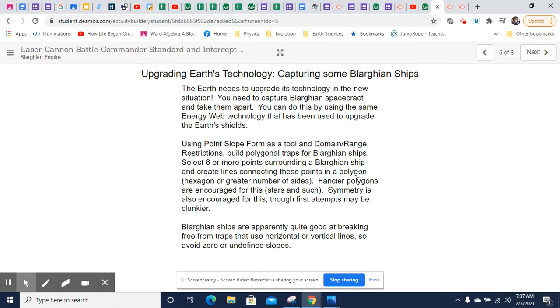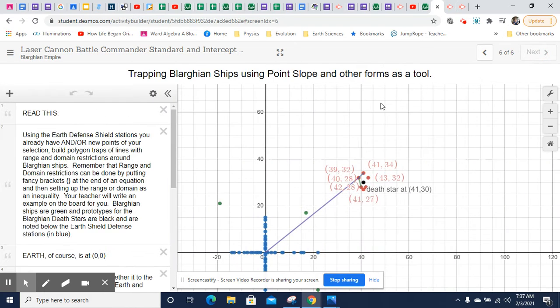But you're encouraged to make things fancy. Symmetry is kind of neat, so oftentimes that'll look good. You're going to want to build a trap around the Blargian ship, and then you're going to link that trap, and I'll go to the slide so you can see it. So here's a Blargian ship. You want to build a trap around it, and then tether that trap to the Earth so that you can reel that Blargian ship in, cut it up, and steal the Blargians' technology and get some intelligence for defense of the Earth.